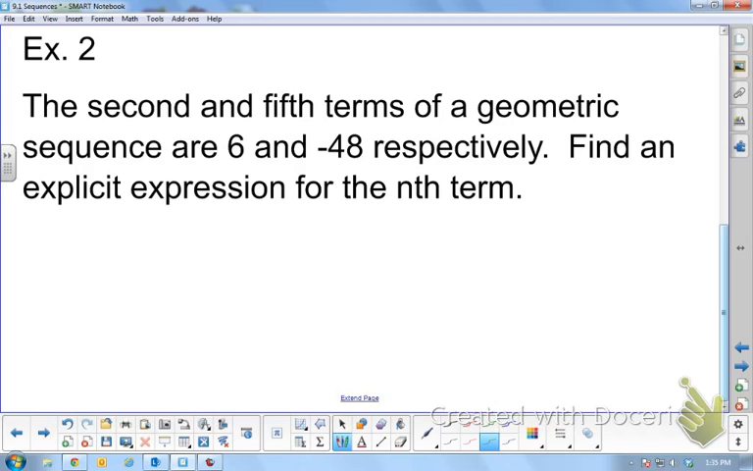So we have to get from 6 to negative 48 by multiplying by something, let's see, 2nd to 5th term. So multiplying by something, then 2nd, 3rd, 4th, 5th. 3 times. Okay? So we have to get from 6 to negative 48 by multiplying by something 3 times. So could we kind of guess and check and solve for this?